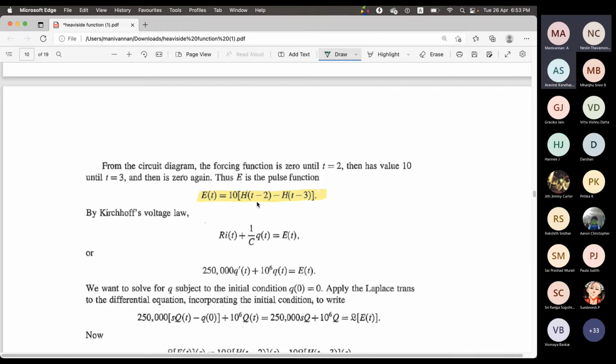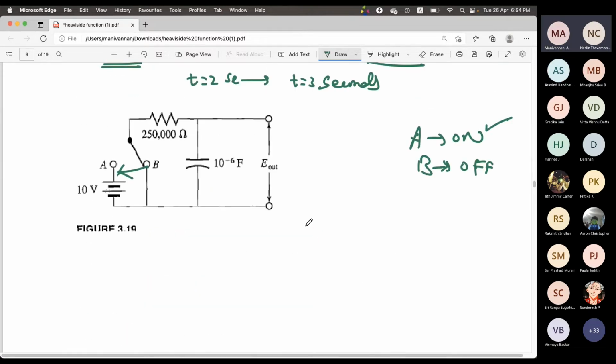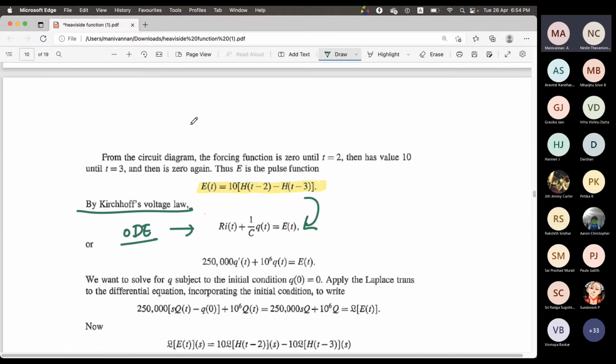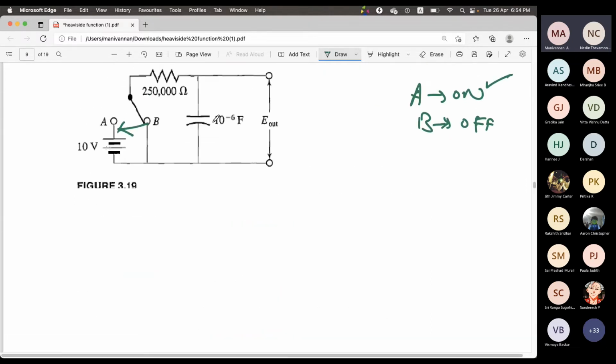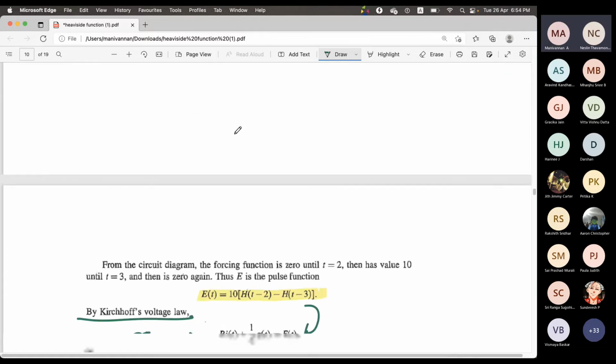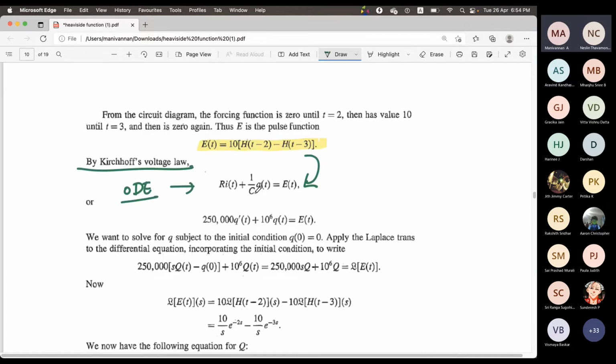we have that E of t is 10 times that. And by Kirchhoff's law, using this circuit diagram, we may have this ODE: R into I of t plus 1 by C into Q of t is E of t. Then R is what? It is 2,50,000 ohm on the resistance part. And your capacitance is 10 to the power minus 6 farad. Actually it is 1 by C, C is 10 to the power minus 6, so overall it is 10 to the power 6 Q of t.